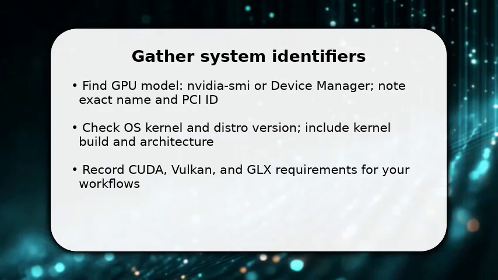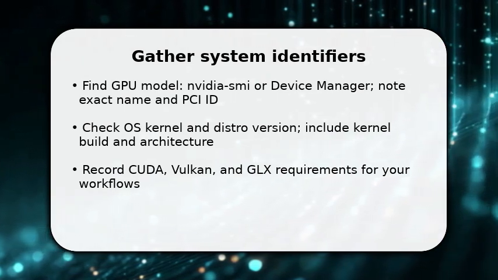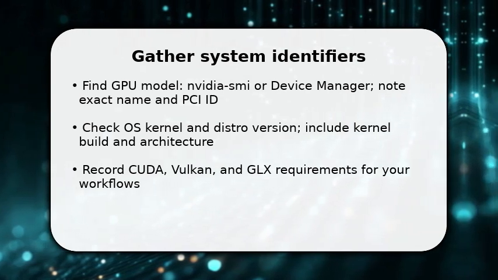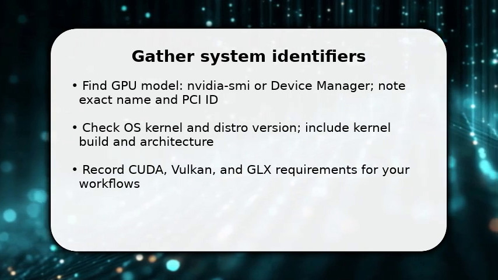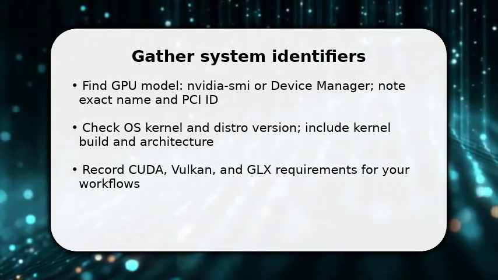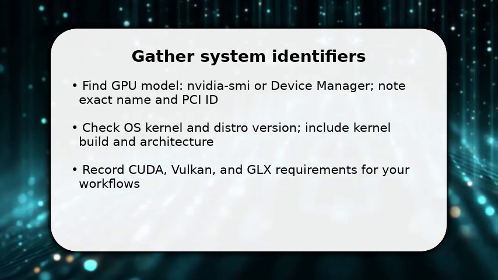You begin by pinpointing what the driver must support. Use Nvidia SMI or Device Manager to capture the GPU model and PCI ID and write them down. Next, check your operating system, kernel build, and architecture because drivers are kernel-specific. Also list any runtime needs, CUDA version, Vulkan, or OpenGL level, so you can match ABI requirements.